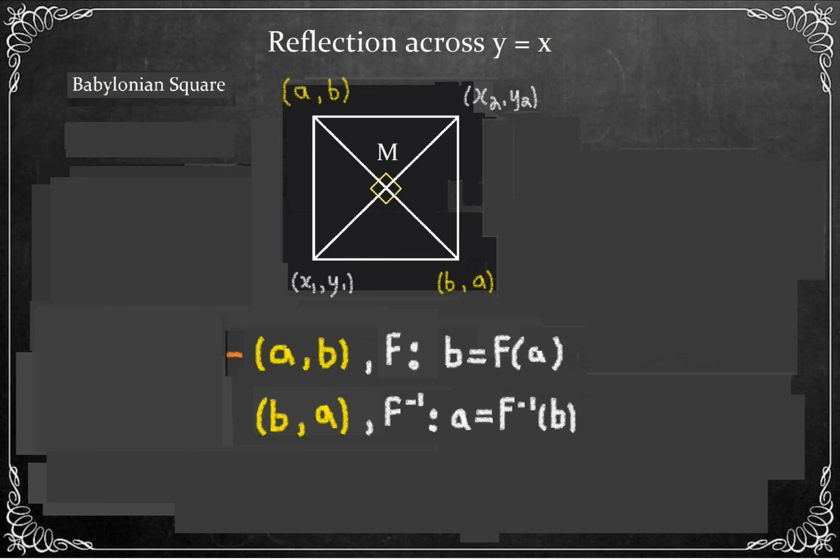First orange bullet. A point (a, b) is on the graph of a function f if and only if b equals f of a.